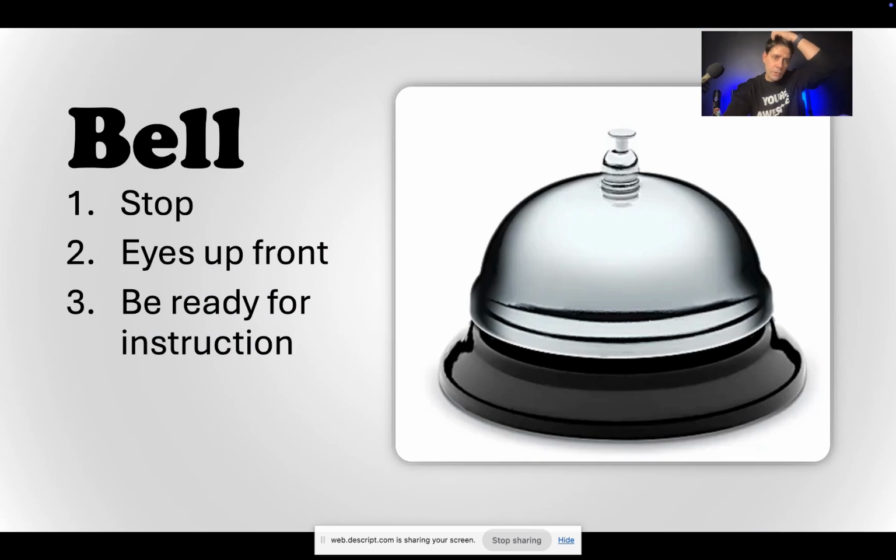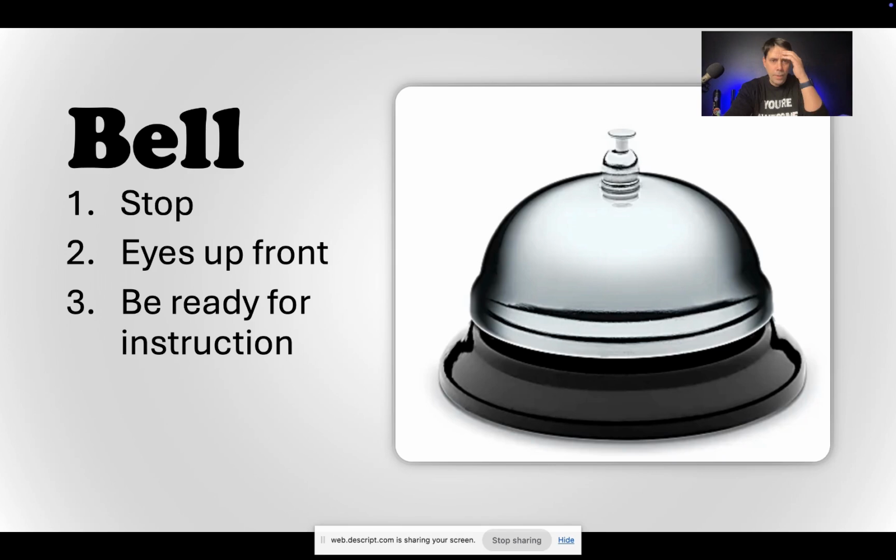Now, I'm going to introduce the bell again. I introduced that day one. What does the bell mean? Stop, eyes up front, be ready for instruction. And this bell is just one tap of the bell. And then we stand and we listen, and this is the mantra: I talk when no one else is talking. I talk when no one else is talking. And you just wait. And that mindset sends a boundary message.